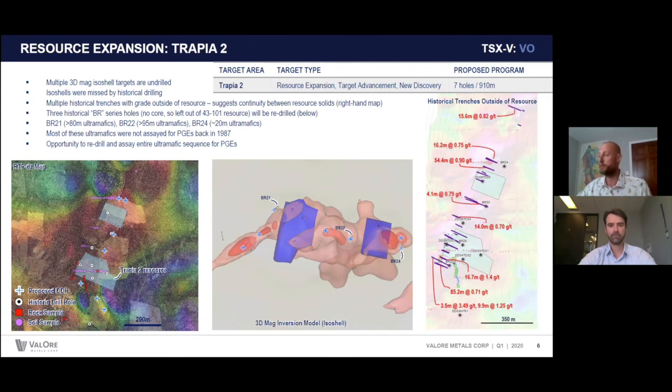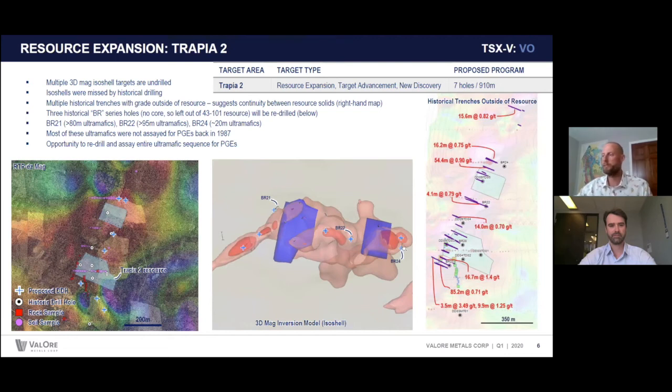So adding ounces should be fairly amenable to these holes. Now, I referenced the BR series holes. These were drilled in the late 80s, and through the process of verifying the assay database and drill hole database, we came to the realization that most of these BR series holes actually didn't assay for PGEs throughout the ultramafic sequences. As you see, the location of these BR series holes, there's BR21 here, BR22 is central to the 2 resource bodies, and then BR24 to the north.